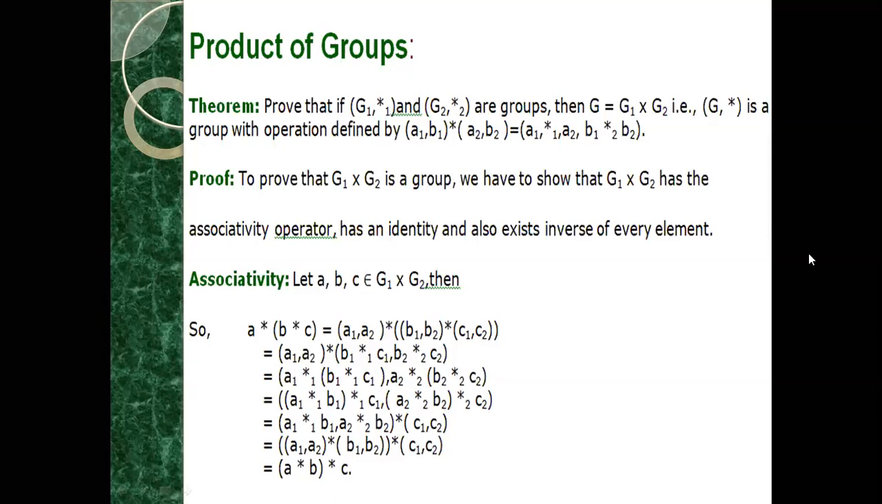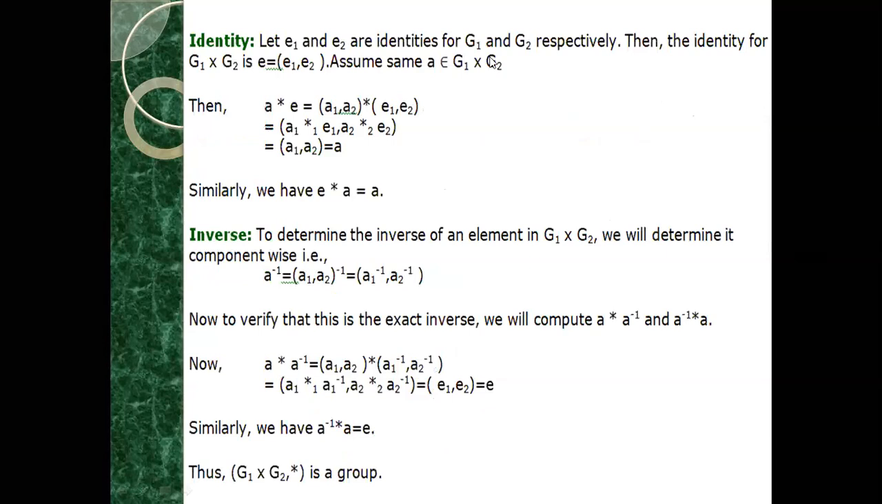Next, identity property. So here G1 and G2 are two groups, and every group has an identity element. So E1 is the identity element in G1 and E2 is the identity element in G2 respectively. Then the identity for the ordered Cartesian product of G1 and G2 is E equal to (E1, E2), with the first element in the first group and the second element in the second group.